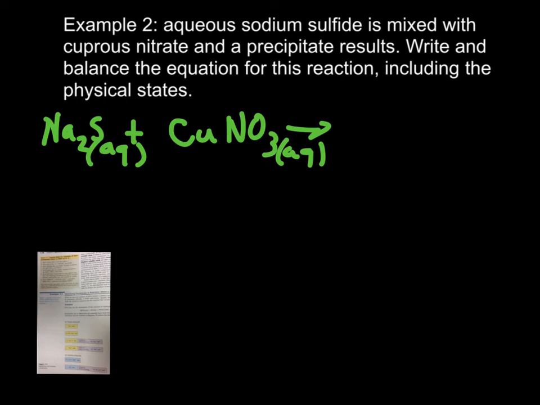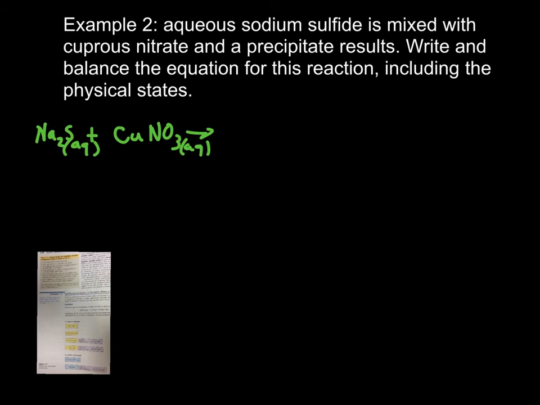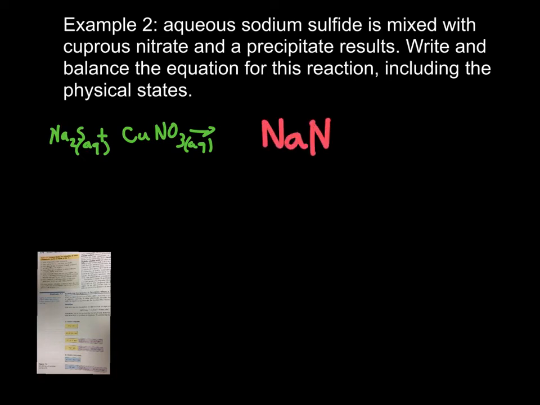When we know that, that tells us we switch our anions. So the sodium and the nitrate are going to come together. Okay, so we get sodium nitrate. They're both +1, -1. And the cuprous ion and the sulfide ion are going to come together, and we have this. So now we have to decide what the precipitate is.